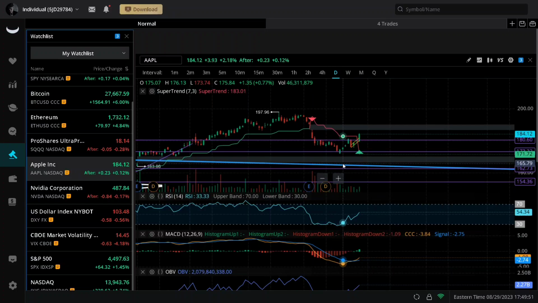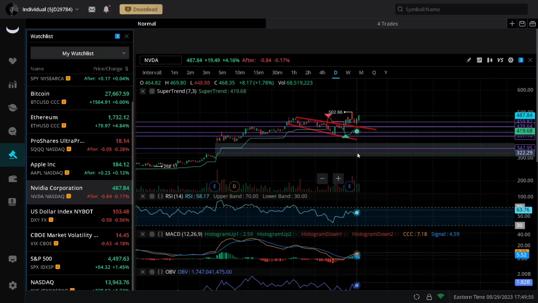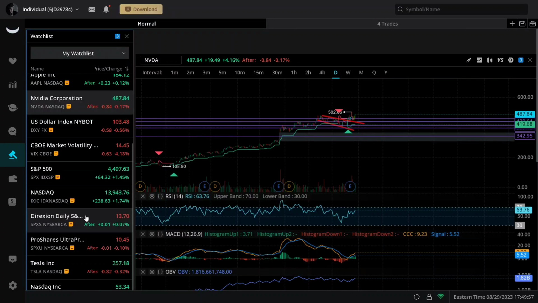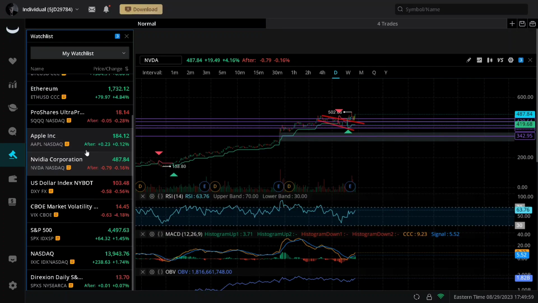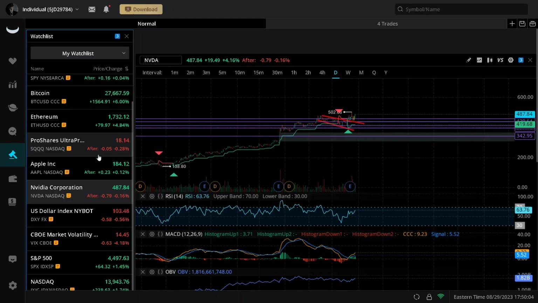Again, you can see Apple has gap fills to the downside. Nvidia has gap fills to the downside. These are big market movers. You guys can see that there's multiple bearish patterns on these that I've talked about before. Also, the NASDAQ has a massive macro bear flag if we go ahead and look at the NASDAQ.